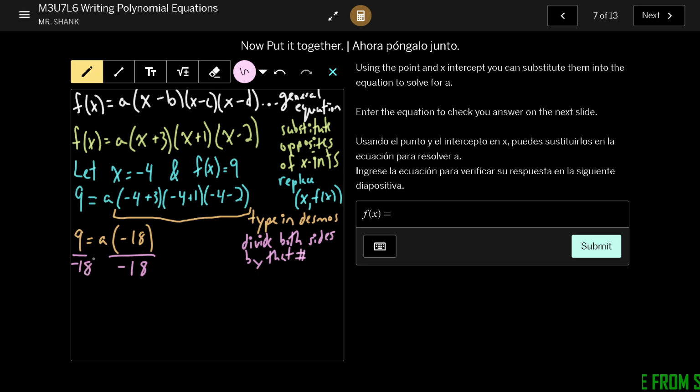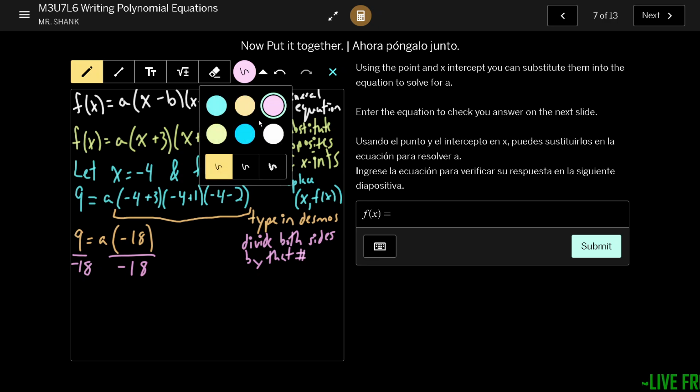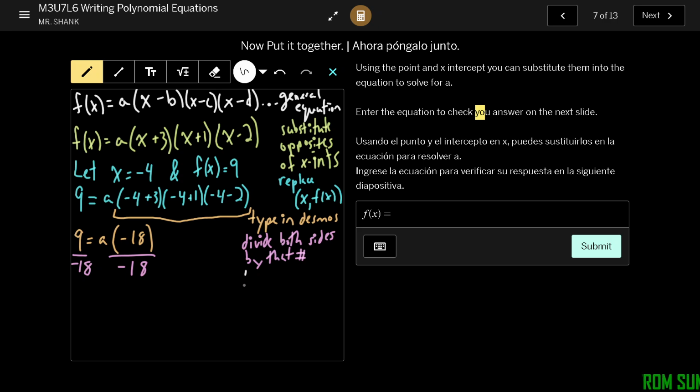What I suggest you do, I'm not going to take off points if you tell me it's a fraction. So if you want to, I'd say leave a as a fraction. So I'm going to say a equals negative 9 over 18.